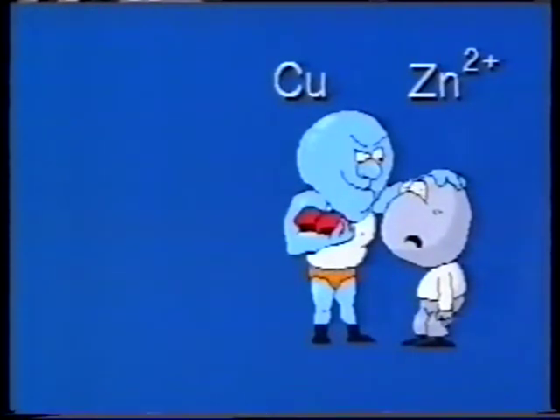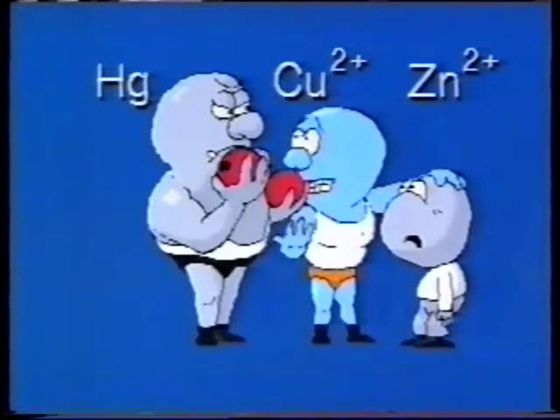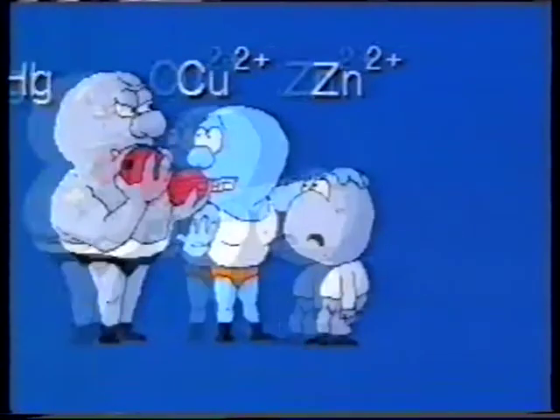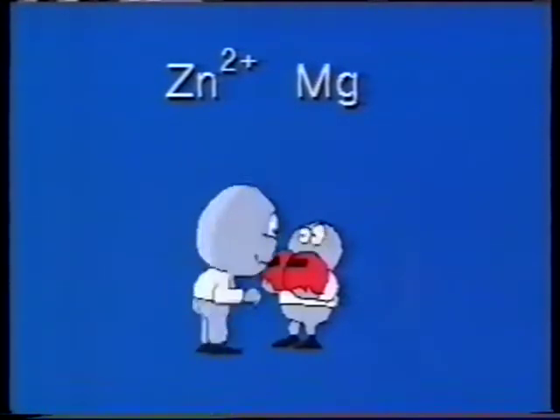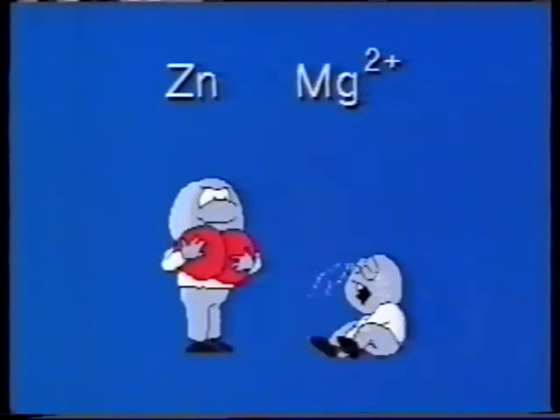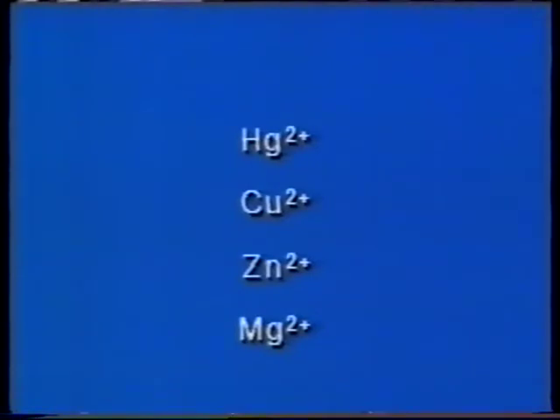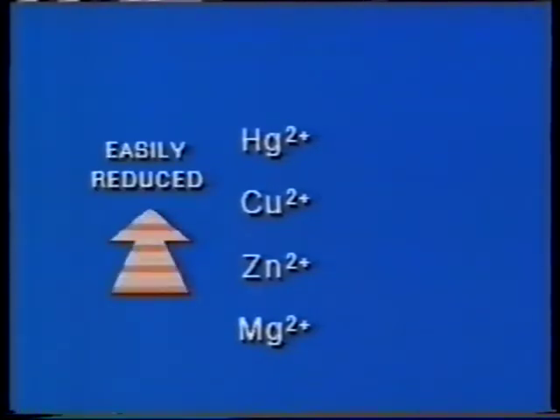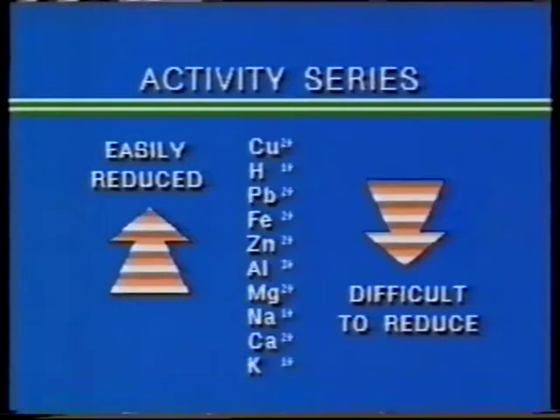There are other ions, like mercury, for example, which can take electrons away from the copper atom. And there are atoms such as magnesium, which will give up electrons to zinc ions. It's as if there is a pecking order among ions, allowing chemists to list them in order so that those which are more easily reduced are placed on top, and those which are increasingly difficult to reduce are placed on the bottom. This list is called the activity series and includes many other elements.